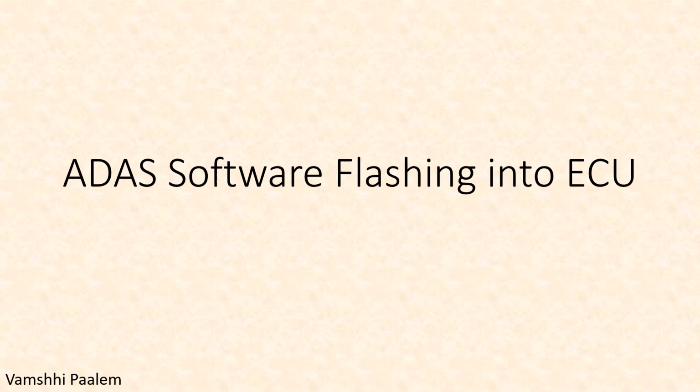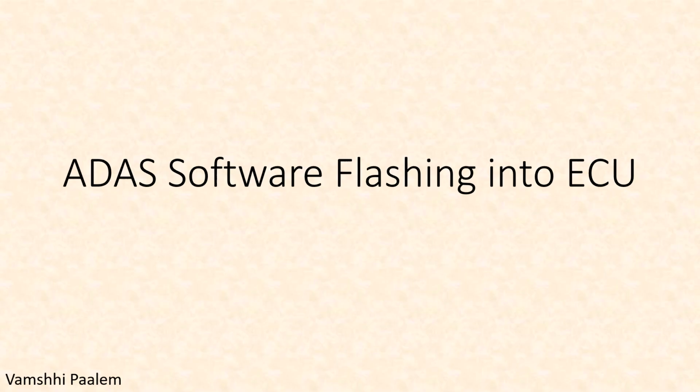Hello everybody. In the previous session, we saw how ADAS software or any functionality is developed. We saw the various types of in-loop testing, the various types of unit testing and integration testing. We also saw the software development flow process. Now we will see how the software, after it is developed, is flashed into the ECU.